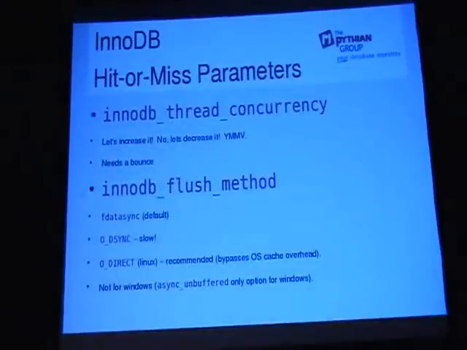These I call hit or miss because there's been so much controversy about these. Some of them have worked in the past, some haven't. The first one is thread concurrency. The default is 8, and some people say, in fact even the documentation says, try increasing it, and if it doesn't work, try decreasing it.